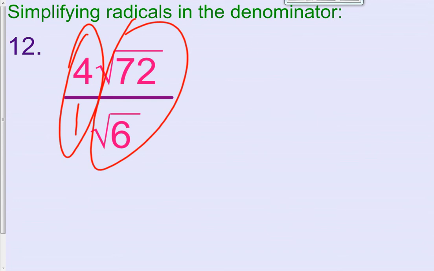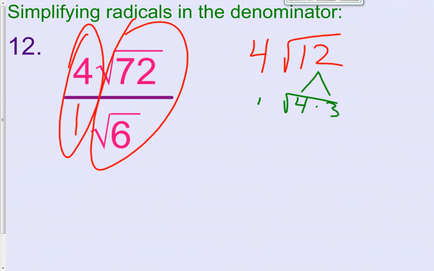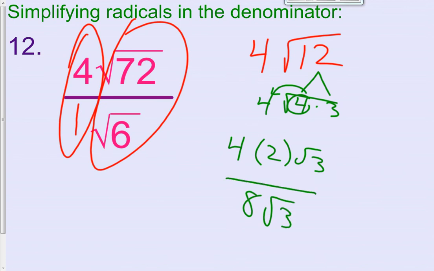4 divided by 1 is 4. 72 divided by 6, when you take 72 and you divide it by 6, you get 12. So you get 4 times the square root of 12. This would be your answer if you can't simplify it any further. However, you can simplify 12 to be 4 times 3. So now you have, bringing out this 4, as the square root of 4 is 2, you'd have 4 times 2 square root 3. And 4 times 2 is 8. So you get 8 multiplied by the square root of 3. That's your answer for problem number 12.